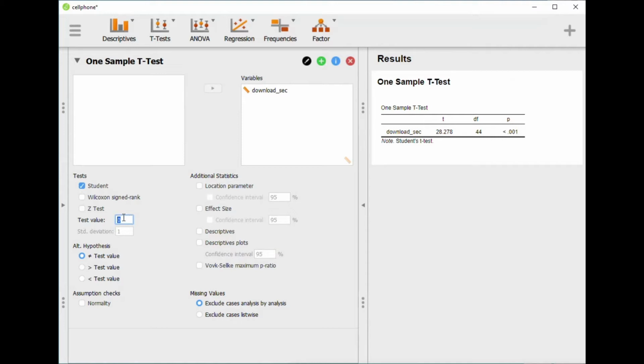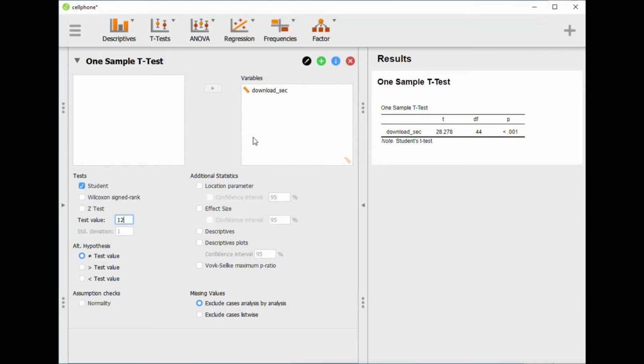So it doesn't make sense to have 0 here because we're not trying to test, does it take longer than 0 seconds to download a song? Right? We want to think back to the problem. What was Melanie trying to test? What she was trying to test was the company's advertisement claiming that the average download time is 12 seconds. So we don't want to ask, did it take her significantly different or significantly longer to download those songs than 0 seconds? We are interested in testing the company's claim of 12 seconds. So we're going to go ahead and put the 12 in our test value box.